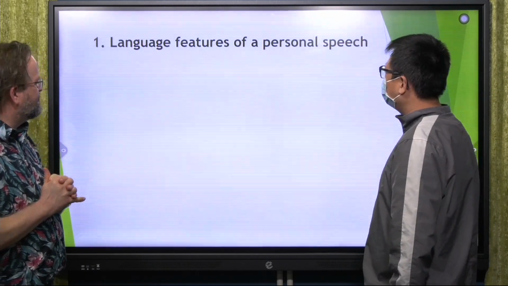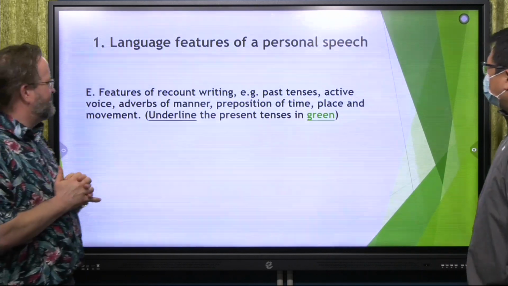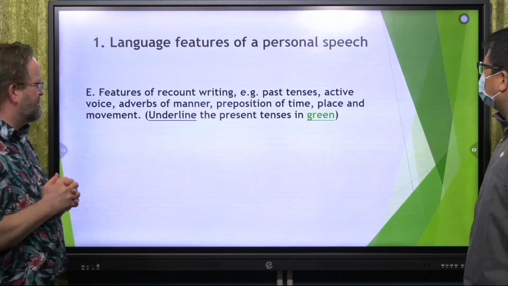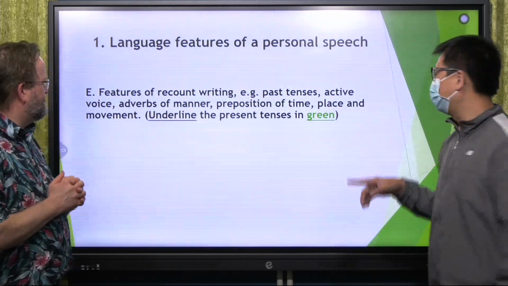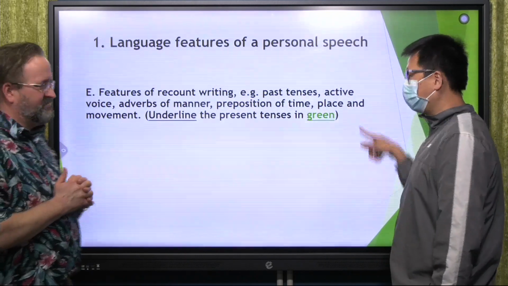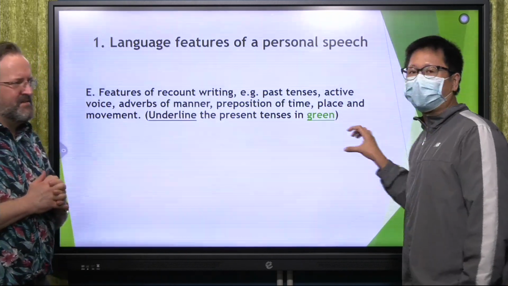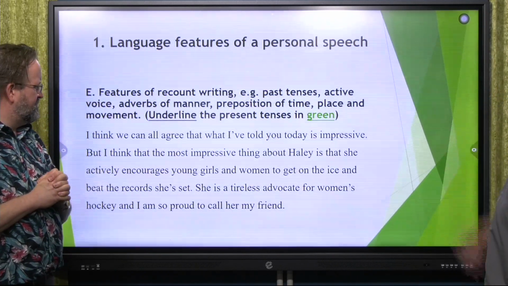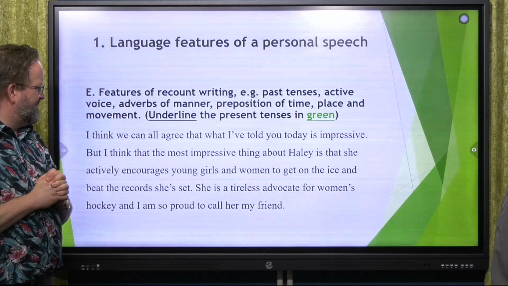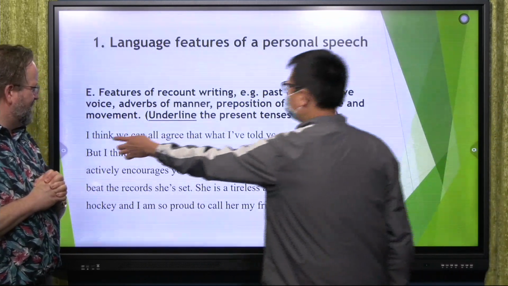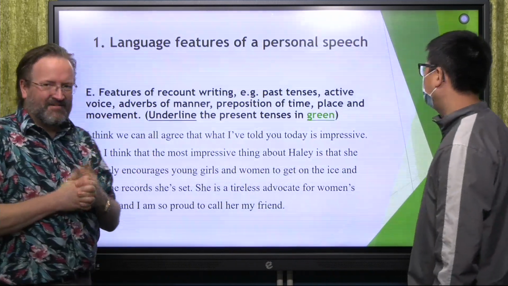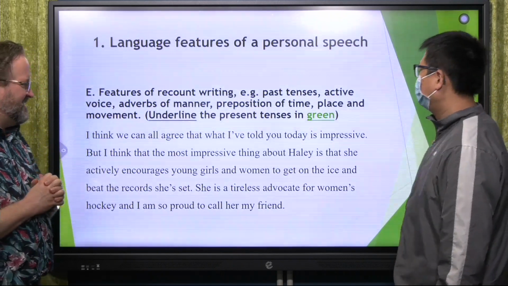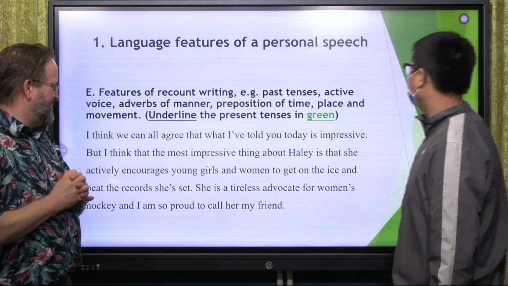And then the next one: we can use the past tense, active voice, adverbs of manner, prepositions of time, place, and movement in writing. But this time you just need to underline present tenses in green. Remember to read the instruction carefully. Again, present tense. There are lots of them. I think we can all agree. Anytime you see "is", that's present tense. Again, I think.